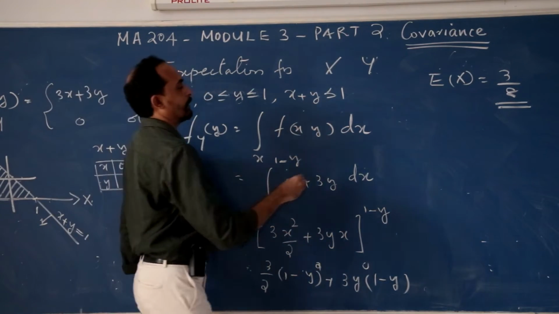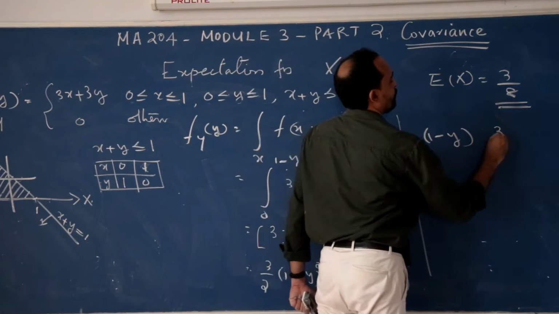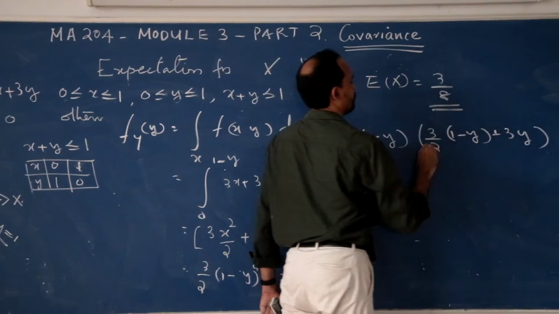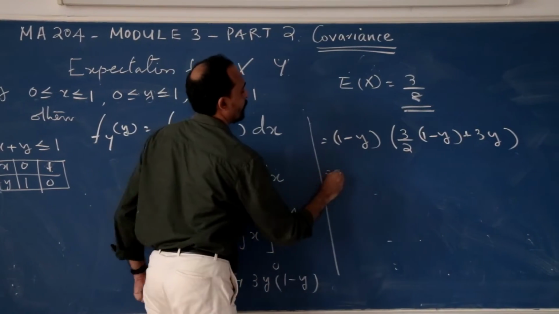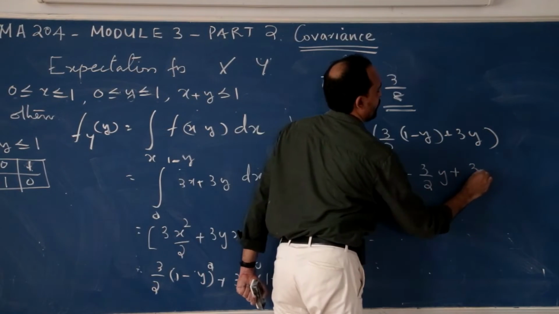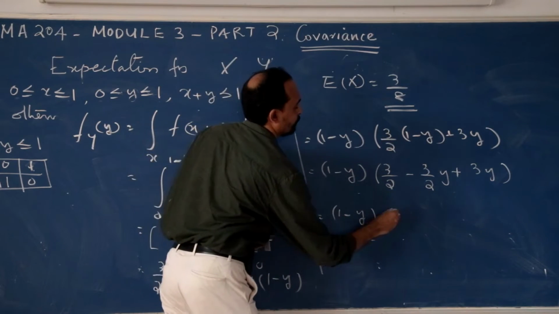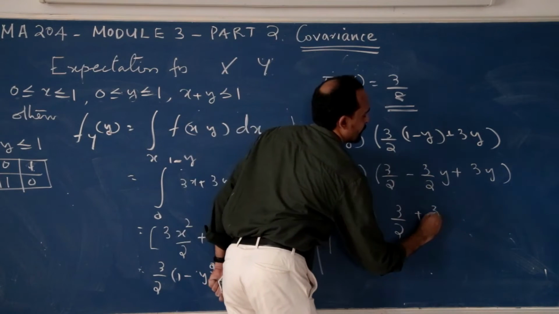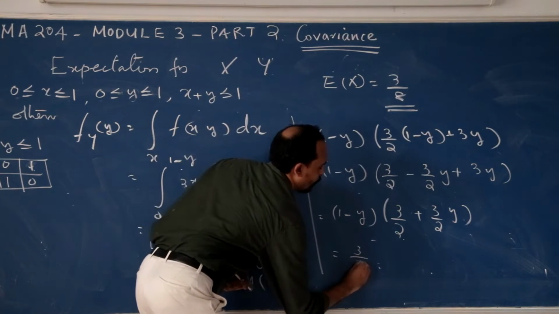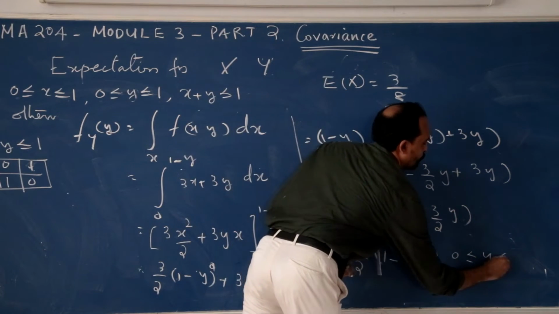You take 1 minus y outside, 3/2 into (1 minus y) plus 3y. That is equal to 1 minus y into 3/2 minus 3/2y plus 3y, that is 1 minus y into 3/2 plus 3/2y. You take 3/2 outside, (1 minus y) into (1 plus y) is 1 minus y square. y varies from 0 less than or equal to y less than or equal to 1.